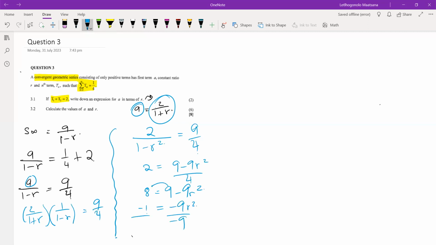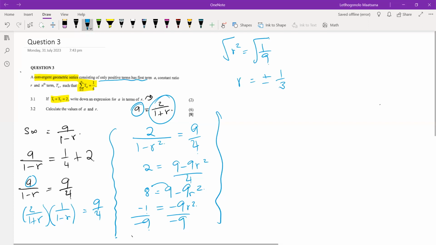Divide both sides by −9. Then we get R squared is equal to 1/9. Then we can square root both sides to get rid of the square there. We get R is equal to plus or minus 1/3. Now, R cannot equal −1/3. The reason is that they specified here that we have only positive terms, right? So if we want only positive terms, we will work with a positive R. Therefore, R is equal to 1/3, and R is not equal to −1/3.